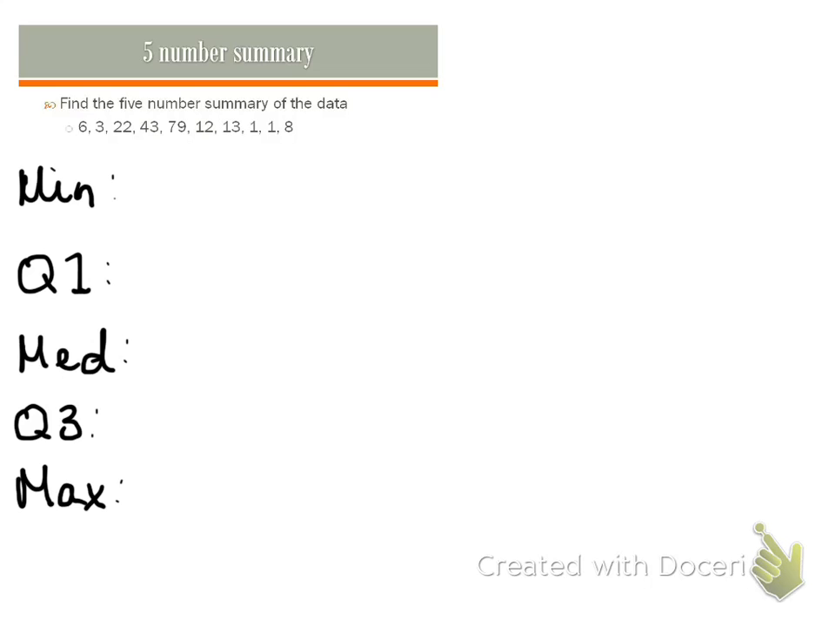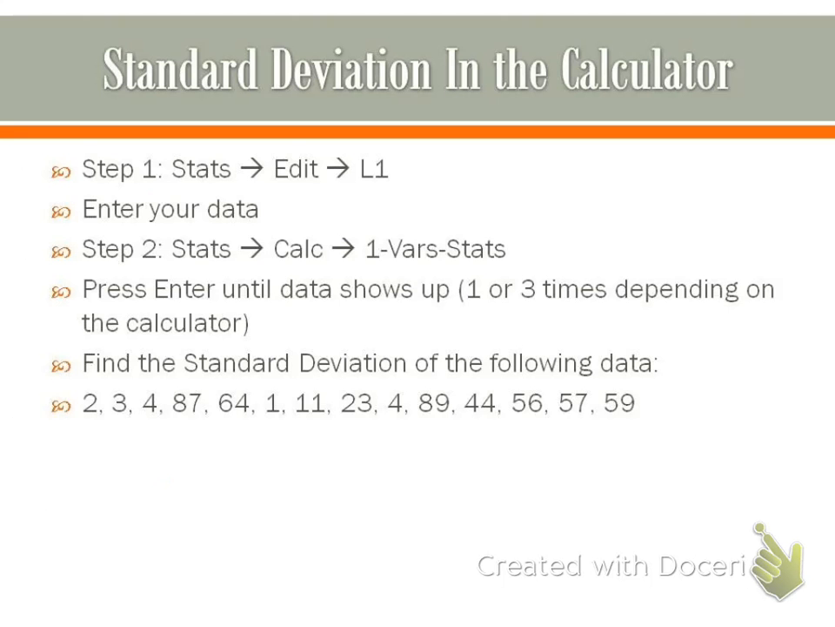So you press Enter and keep on pressing Enter until numbers come up. You want to scroll down to the bottom where it says min through max, and that gives you your 5-number summary. And if you look on your calculator, it should give you 1 as the min, 3 as Q1, 10 as the median, 22 as Q3, and 79 as the max.